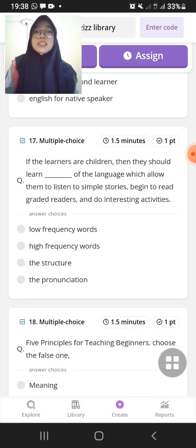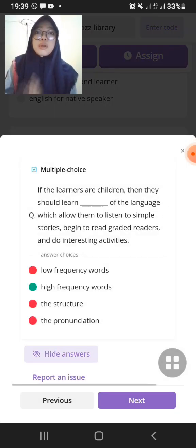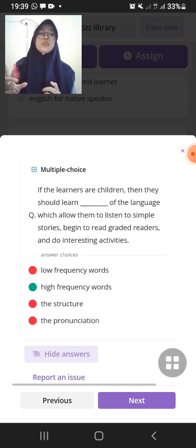Question number 17. If the learners are children, then they should learn the language which allows them to listen to simple stories, begin to read graded readers, and do interesting activities. The answer is high frequency words, because high frequency words make them understand more by starting to read simple stories and doing interesting things.